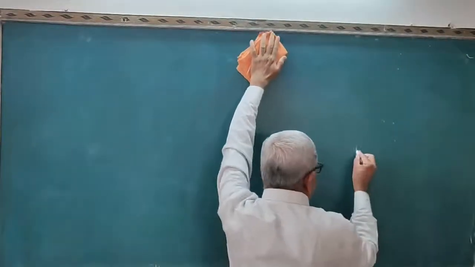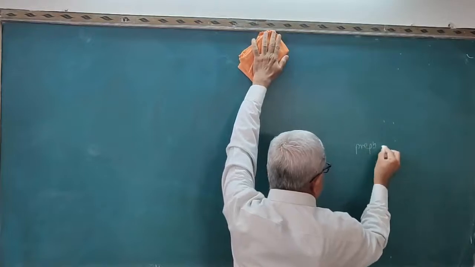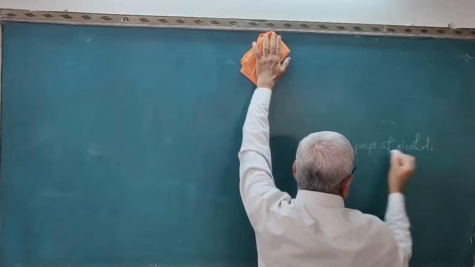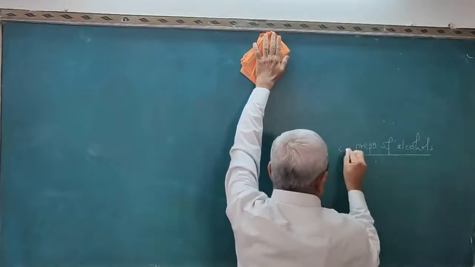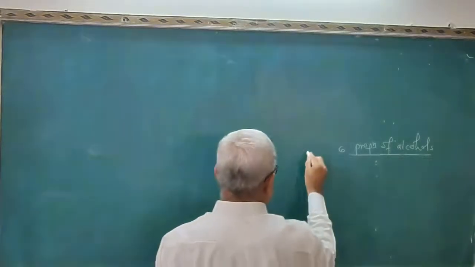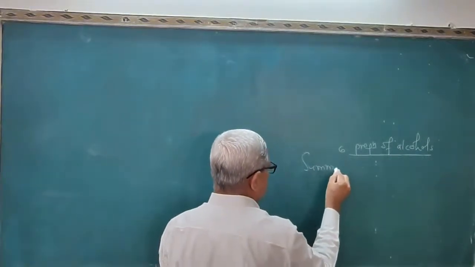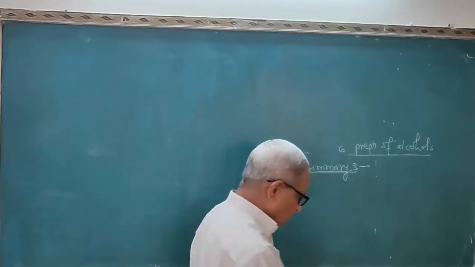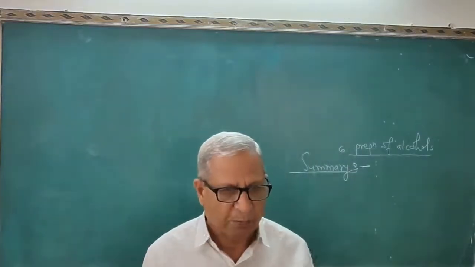Give the title: preparation of alcohols. This is your point number 6. First, I will give the summary for the preparation of alcohols. This is a very important point in the topic alcohol. It is known as the heart of the topic alcohol.